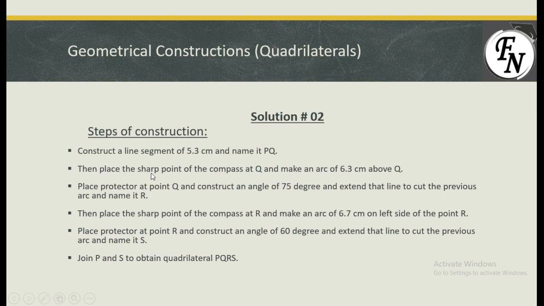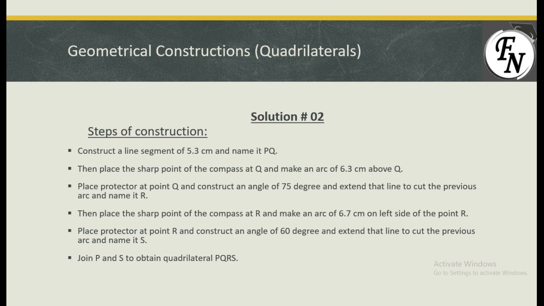After that, we will place the sharp point of the compass at Q and make an arc of 6.3 centimeters above Q. Then we will place the protractor at point Q and construct an angle of 75 degrees, and extend that line to cut the previous arc and name it R. After that, we will place the sharp point of the compass at R and make an arc of 6.7 centimeters on the left side of point R. Then we will place the protractor at R and construct an angle of 60 degrees and extend that line to cut the previous arc and name it S. After that, we will join P and S to obtain our quadrilateral PQRS.